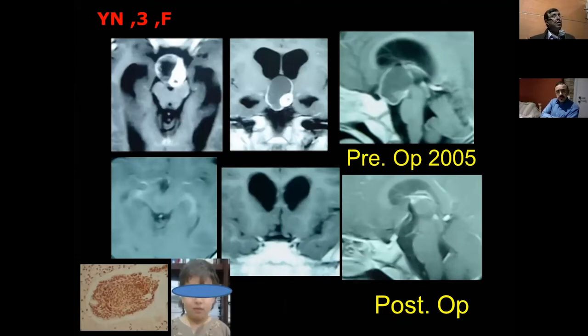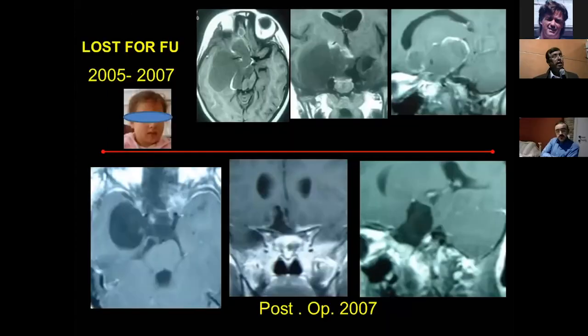This is a young girl of 3. I removed the tumor completely in 2005. She came from the West Bank, from Palestine. She was lost to follow-up in 2007. After 2 years, she came with this huge recurrence. How come? I have done radical excision. This is the challenge: when you do radical excision, they may come back again.